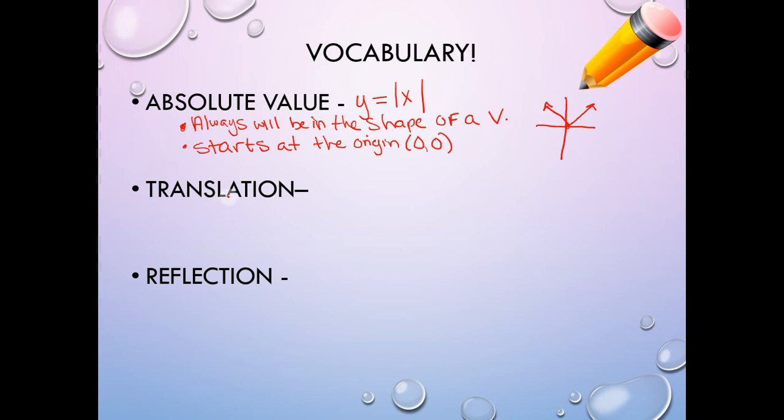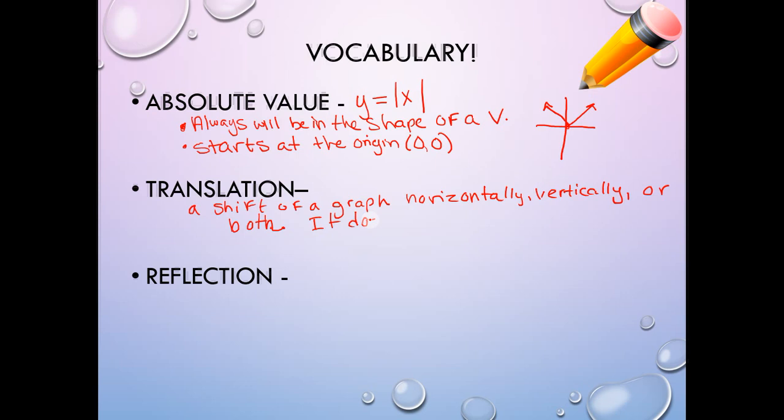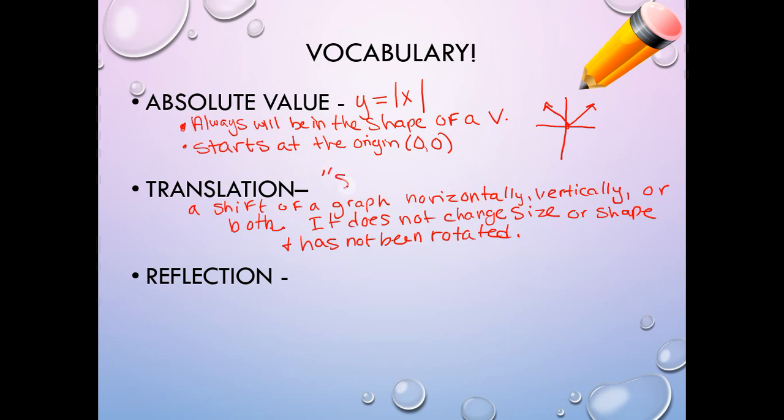Now, a translation. Translation becomes more apparent in geometry, which is the next class you'll take. So, a translation is a shift of a graph horizontally, vertically, or it can be both. Oops, forgot an H there. Both. Now, it does not change the size or shape of whatever you're translating, and it has not been rotated. It's important that it's just translated. Now, a lot of people, you'll probably have heard of this as the slide. You're sliding things around in the plane.